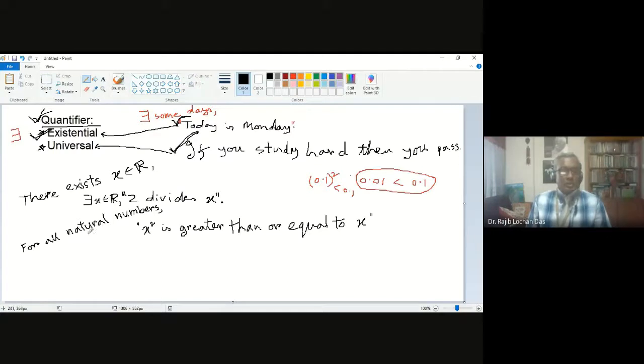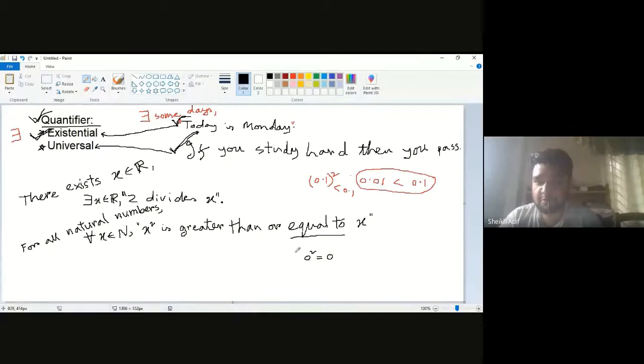So you use the for all symbol. The universal quantifier symbol is this. This is for all. For all x belongs to N, now I will write N, then comma, then x square is greater than or equal to x. So why did I say equal to? Because of 0. Yes, because of 0. Because 0 square is equal to 0, so it is not greater.